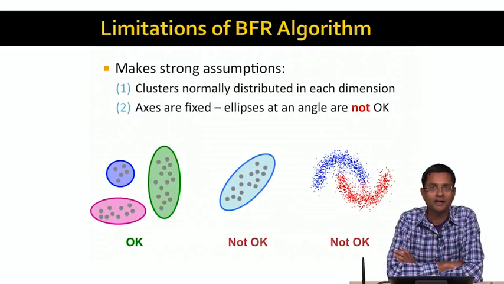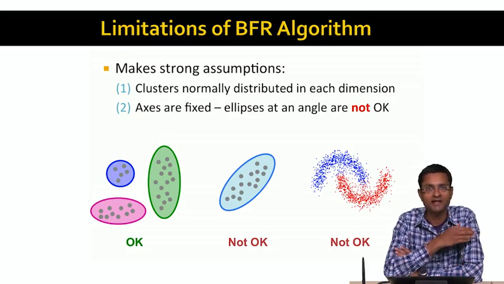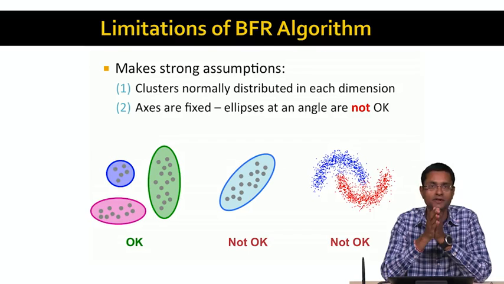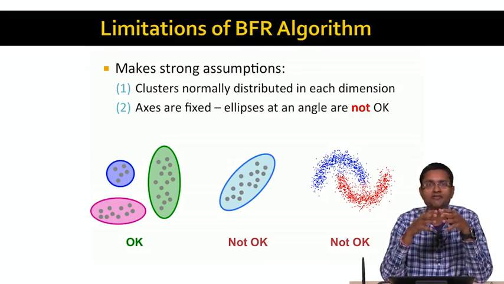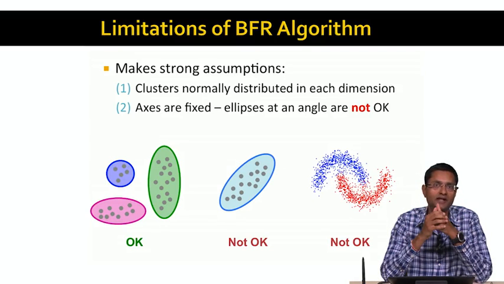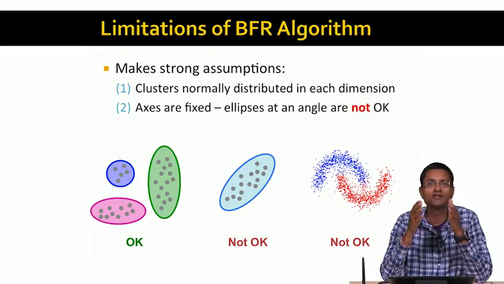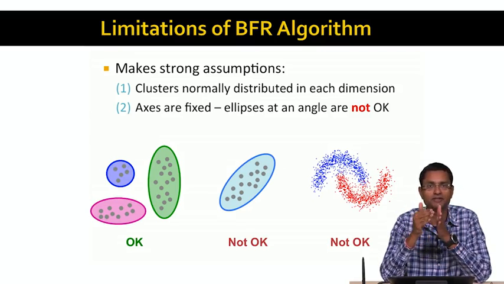Remember, we've looked at the BFR algorithm, or the Bradley-Fayyad-Reina algorithm, in the last lecture for clustering really large data sets that don't fit in memory. The BFR algorithm is great because you can scan the data in one pass and obtain clusters. The problem, though, is that the BFR algorithm makes really strong assumptions about the data and about what the clusters look like. The first assumption is that the clusters are normally distributed in each dimension, that in each dimension there is a fixed centroid and a fixed standard deviation that each cluster follows. The second strong assumption is that the axes are fixed.